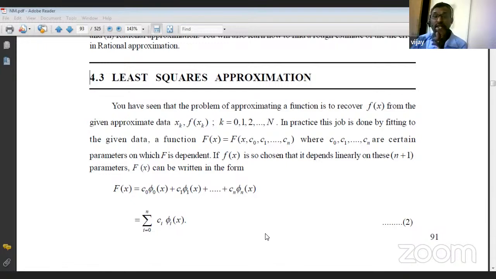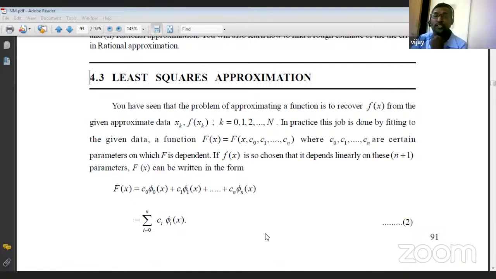So what is the data of the function? F of x is equal to f of x comma c0 comma c1, up to cn, where c0, c1, cn are certain parameters on which f is dependent.